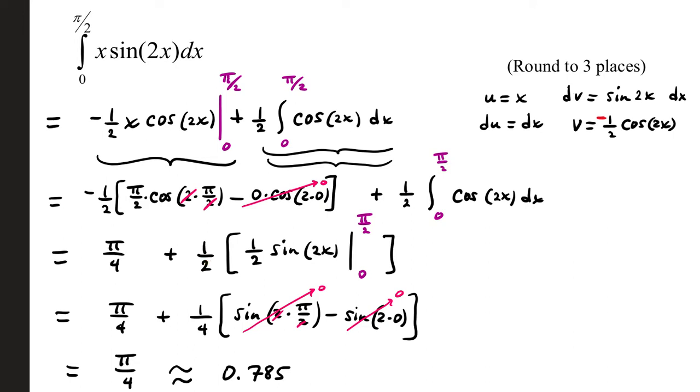That's going to be 1/2. The antiderivative of cosine 2x is 1/2 sine 2x. Evaluated at our upper and lower values, that's going to be 1/4 sine of 2 times pi over 2 minus sine of 2 times 0. Sine of 0 is 0. Sine of pi, after you cancel these 2's, is also 0. So this entire back half goes to 0. Our exact value is pi over 4. Our approximate value is 0.785.